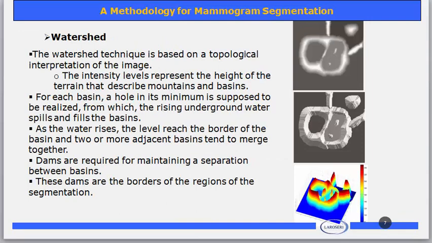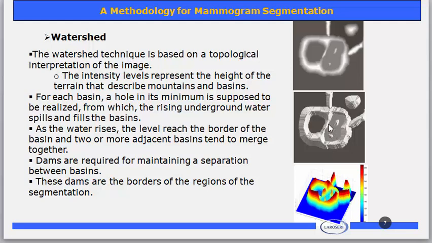Now, the question: what is watershed? The watershed technique is based on a topological interpretation of the image. How is that? The intensity levels represent the height of the terrain that describes mountains and basins. For each basin, a hole is supposed to be made at its minimum, from which the rising underground water spills and fills the basins.